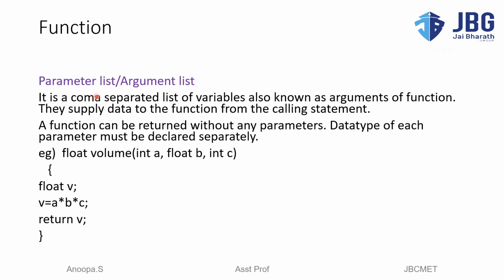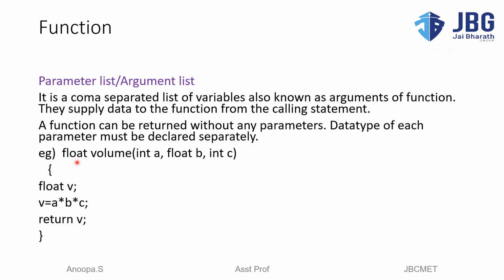Now this parameter list or argument list is a comma separated list of variables, also known as arguments of the function. Okay, there will be a list of variables which will be separated by commas. Now they supply data to the function from the calling statement, that is the argument list. Now a function can be written without any parameters. Okay. Now the data type of each parameter must be declared separately.